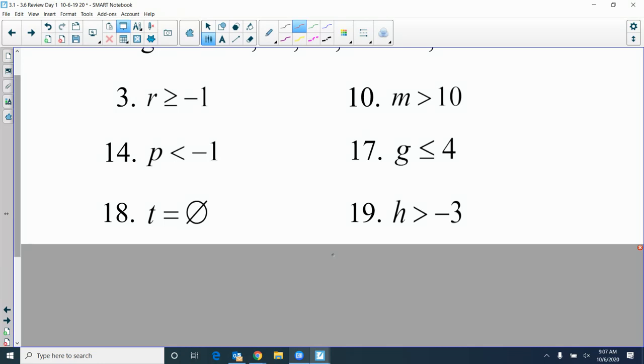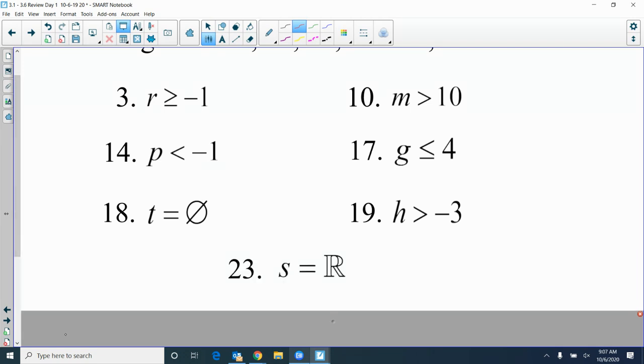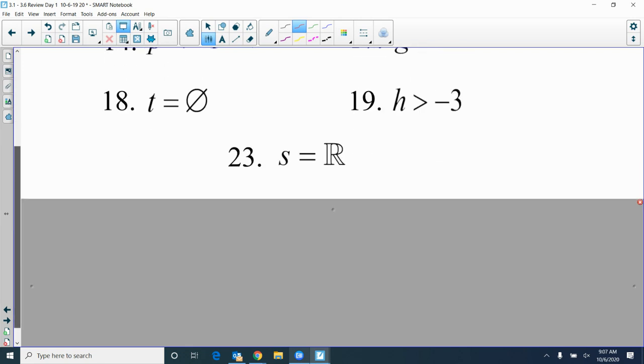Okay, did anybody get a different answer? What'd you get, Preston? I got all the numbers. He got all real numbers. So technically, okay, I was wrong. You got all real numbers, Evan? All right, we got no solution. Well, let's see what we got. We got all real numbers. All right, let's take a look at 23 real quick.